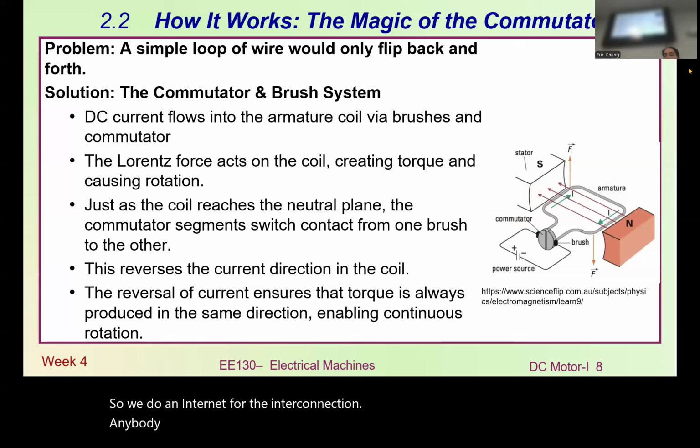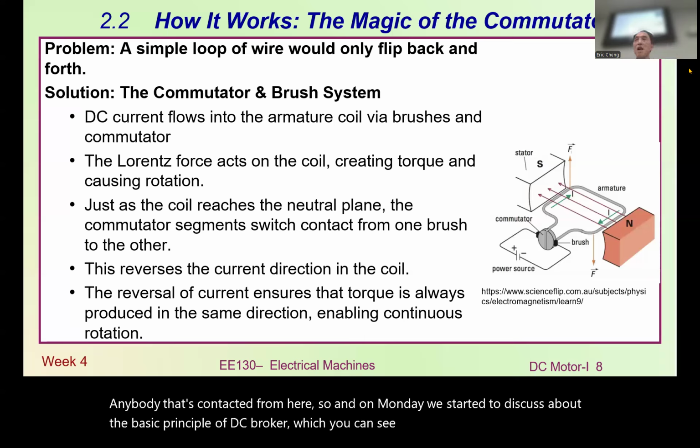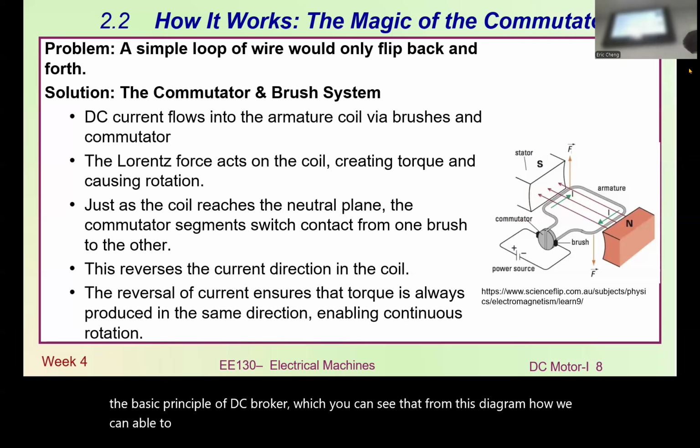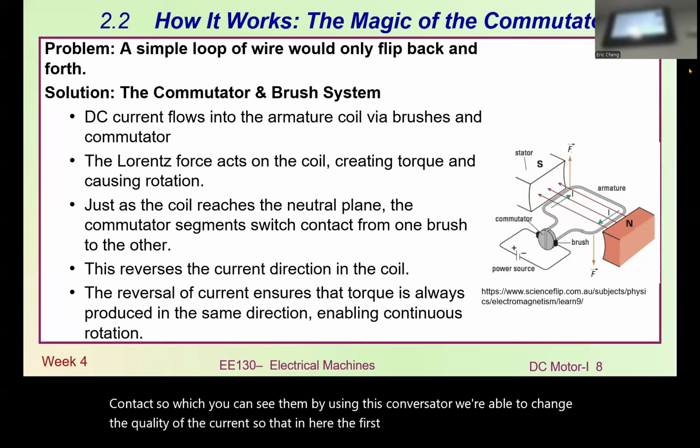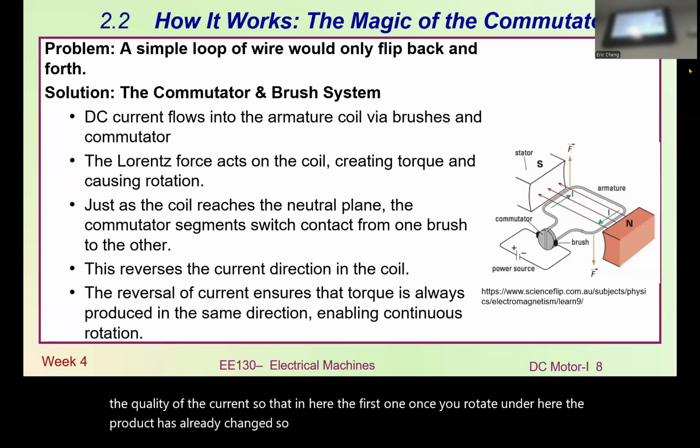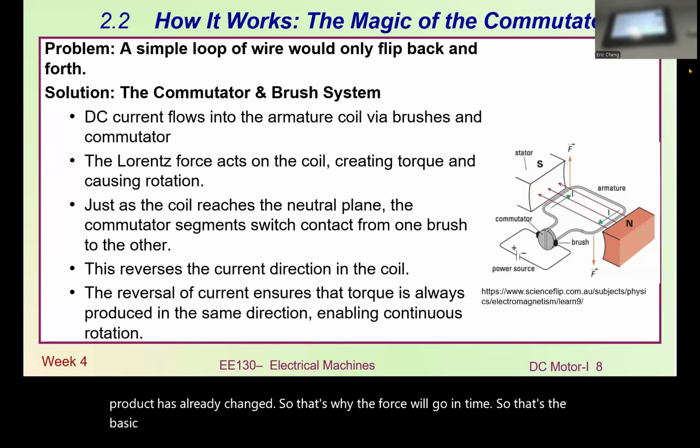On Monday, we started to discuss the basic principle of the DC motor, which you can see from this diagram: how we are able to create the force for rotation of the conductor. By using this commutator, we are able to change the polarity of the current, so that in here the force goes up. Once it rotates down to here, the polarity has already changed, so the force will go down. That's the basic principle, and we are able to manipulate it into continuous rotation.